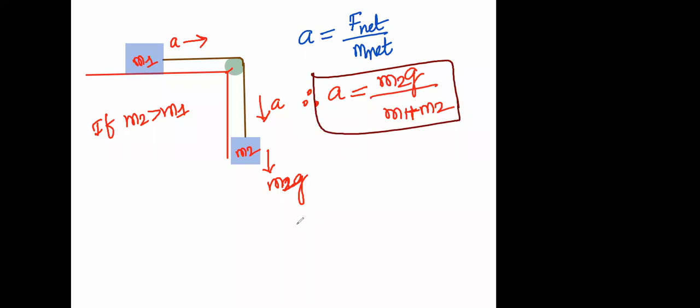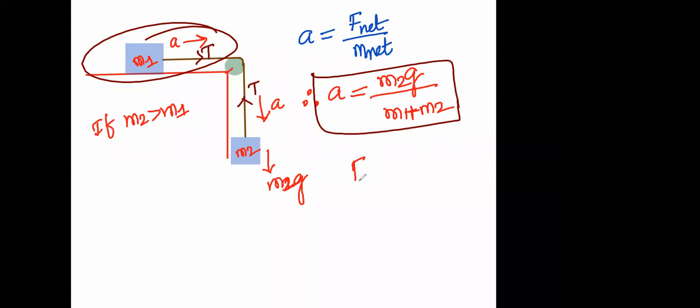Tension will be the same in both blocks. If you want the tension, the easy way is this: F is equal to tension, so T is equal to M1 into A. This is the formula to calculate the tension. The easy method is like this. Now I am going to the previous year's problems.